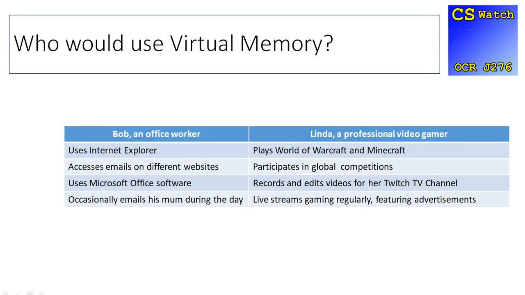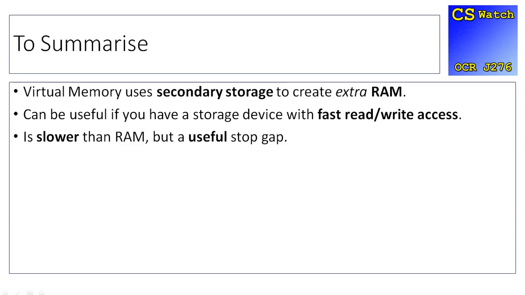So to summarise, virtual memory uses secondary storage, so for example a hard disk drive, solid state drive, to create the illusion of extra RAM. It can be useful if you've got a storage device with fast read-write access. I personally wouldn't think about using virtual memory on a hard disk drive because that's slower read-write access when you compare to a solid state drive, and you can see that in a secondary storage future video.